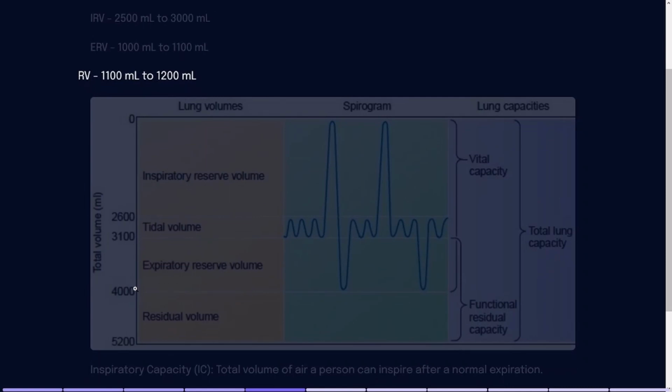And then residual volume is 1100 ml to 1200 ml. This is always present in the lungs, and you cannot remove this air. It is present so that the lungs don't collapse on themselves.